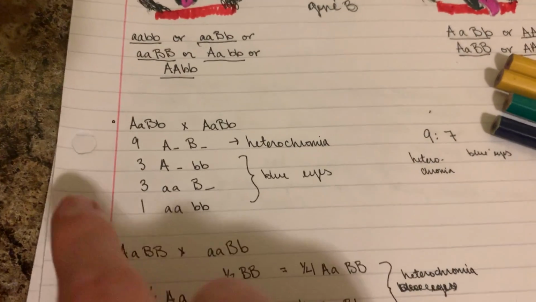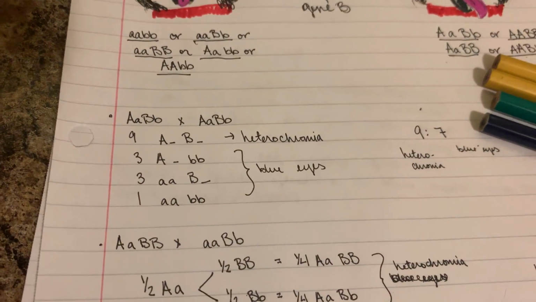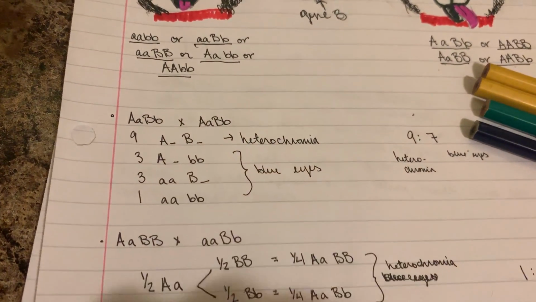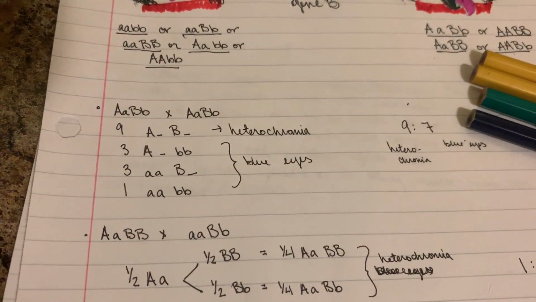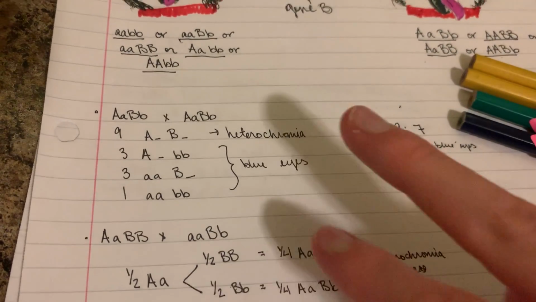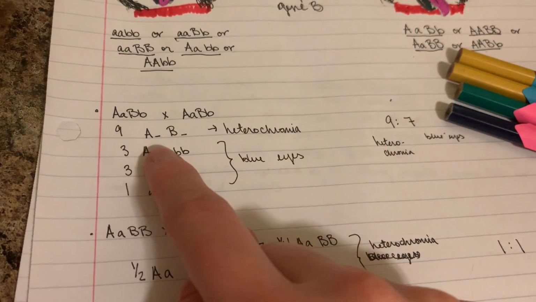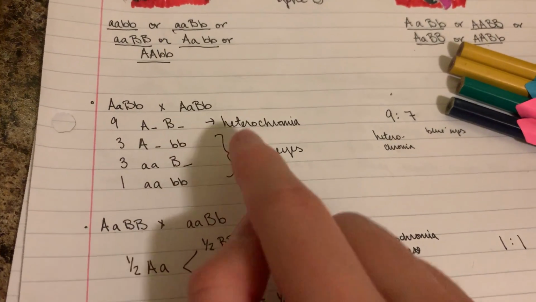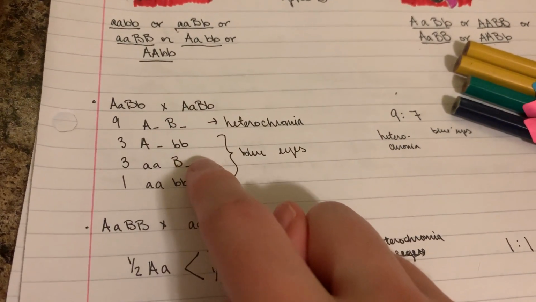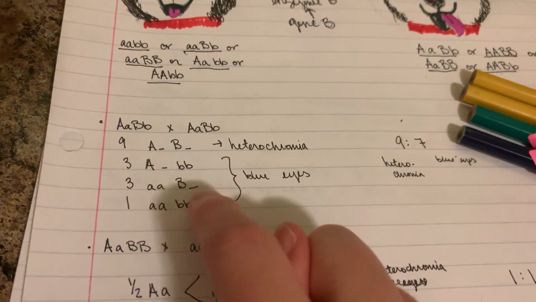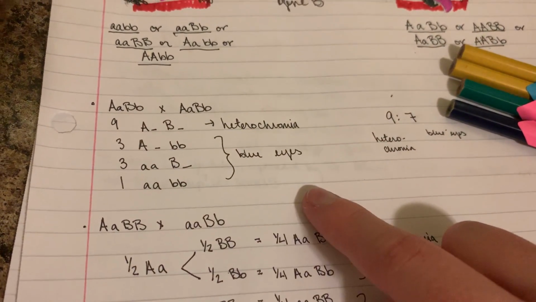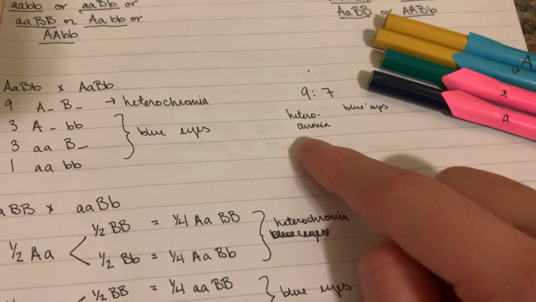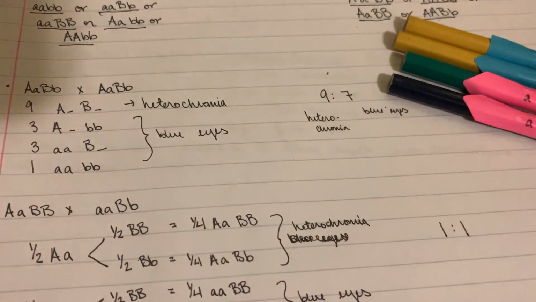So let's consider a normal dihybrid cross. Under normal circumstances, we would expect to get 4 different phenotypes with a 9:3:3:1 ratio. However, with duplicate recessive epistasis, we will only receive 2 phenotypes. Those offspring that have a big A and a big B allele will be heterochromatic, and those that have a homozygous recessive genotype at either locus will have blue eyes. So this will actually result in a 9:7 ratio, with 9 offspring being heterochromatic and 7 having blue eyes.